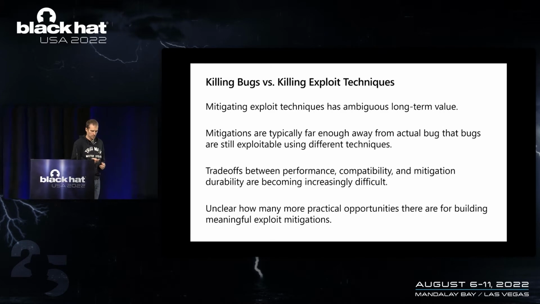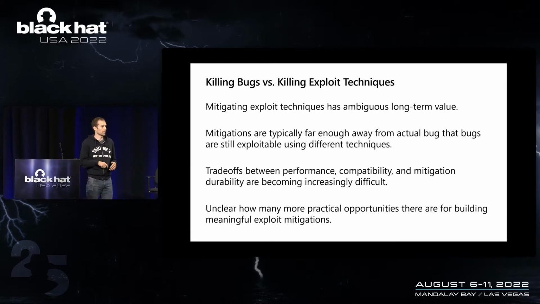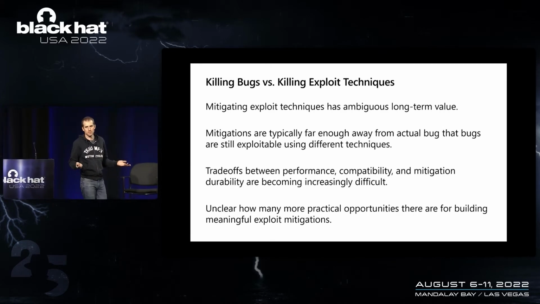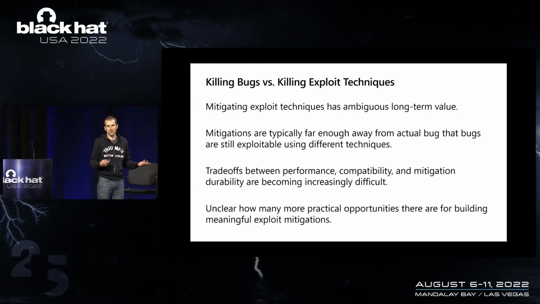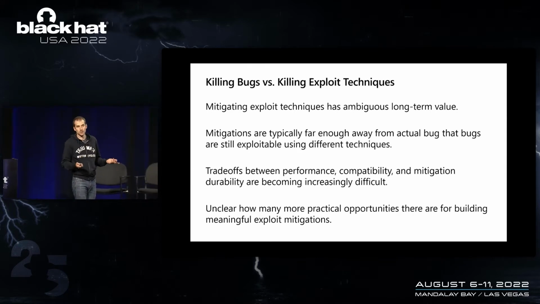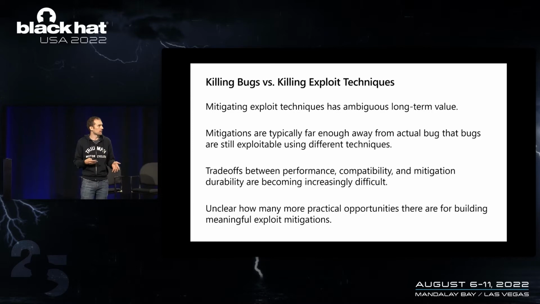I just want to talk a little bit about the problem space that we're working in, because when you hear people talk about building mitigations, oftentimes they're talking about one of two things. They're either talking about building mitigations that kill exploit techniques, or mitigations that kill bugs. At Microsoft, we've spent a lot of time working on both, but in recent years, we've not been quite as excited about building mitigations that kill exploit techniques, primarily because there's very ambiguous long-term value.